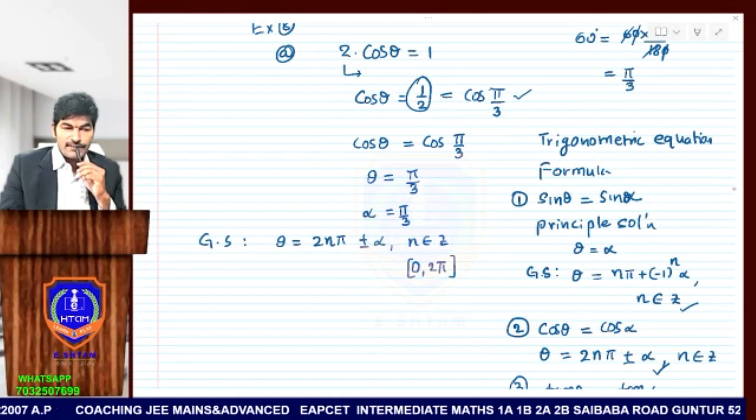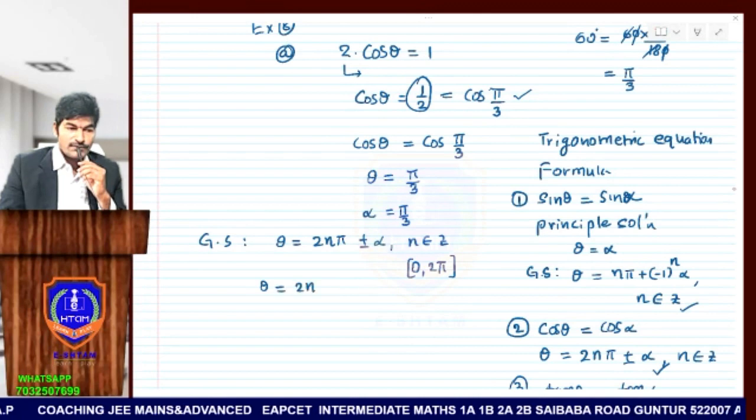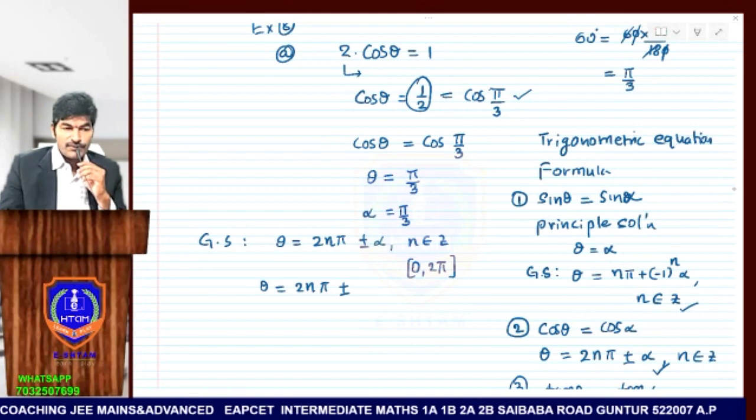Now, replace this alpha with pi by 3. So, theta equal to 2n pi plus or minus. How much did we get as the value of alpha? Pi by 3. So write down that pi by 3.